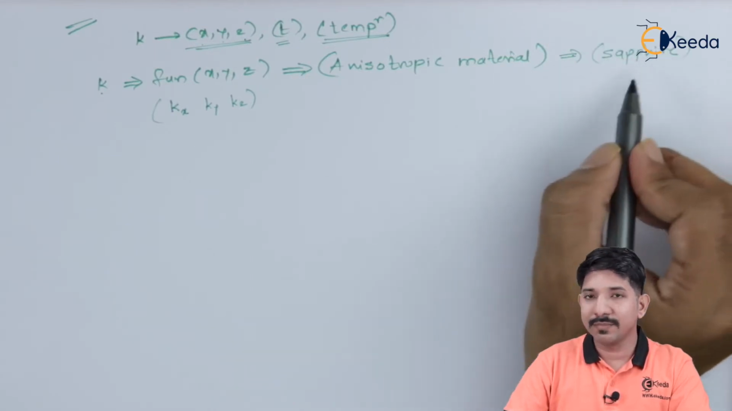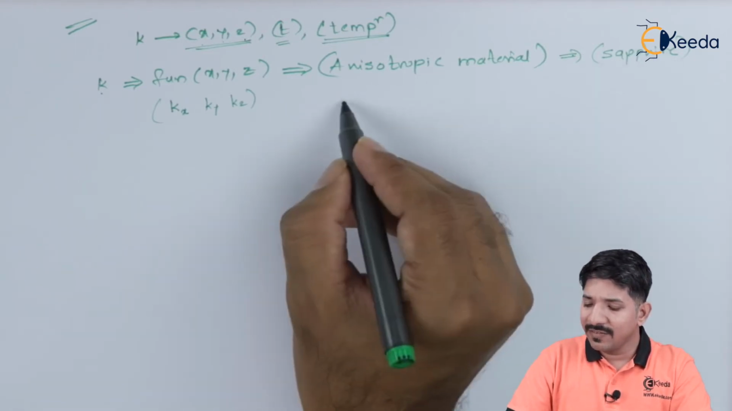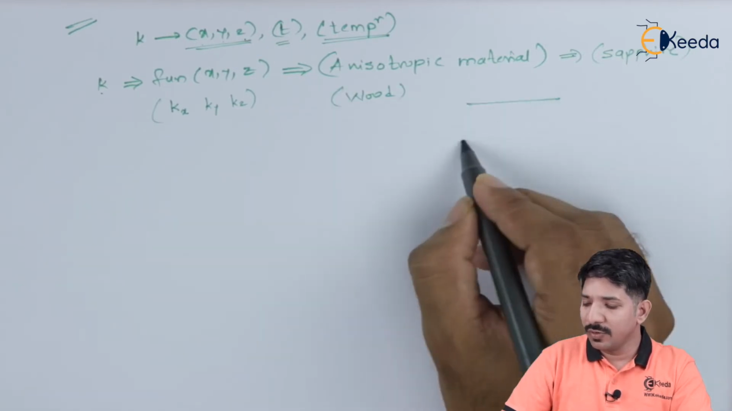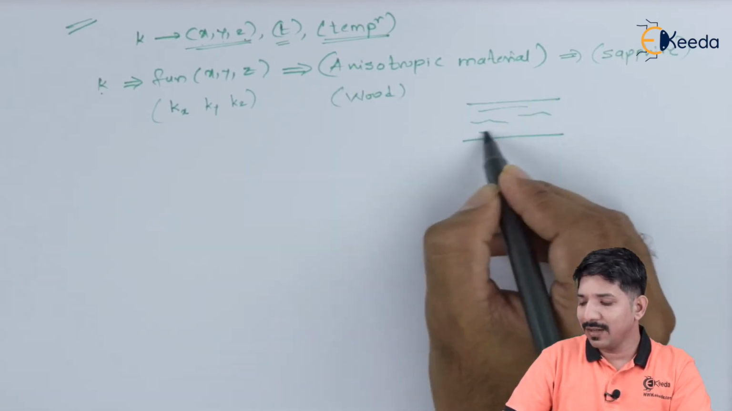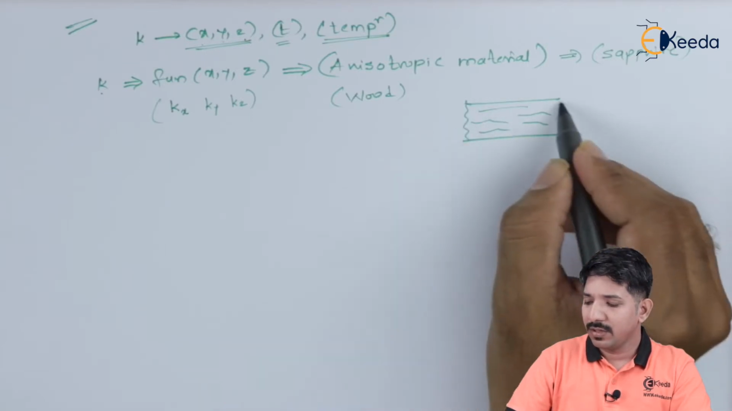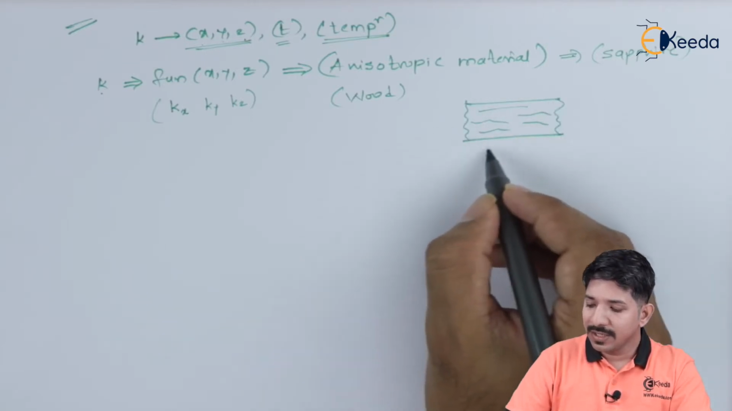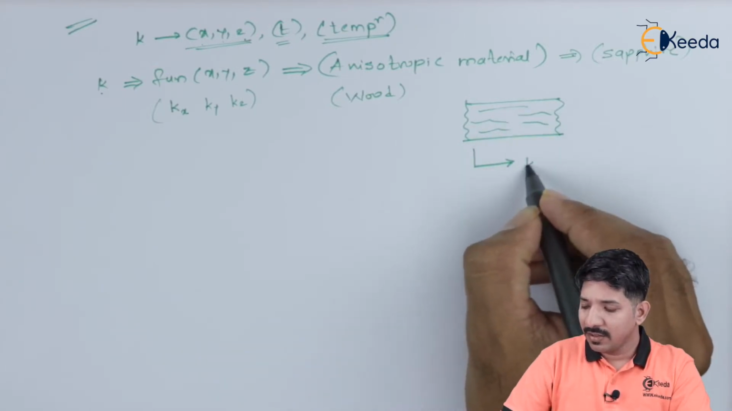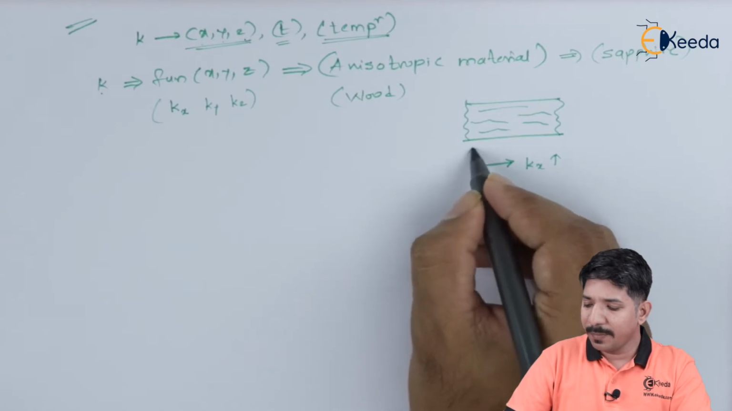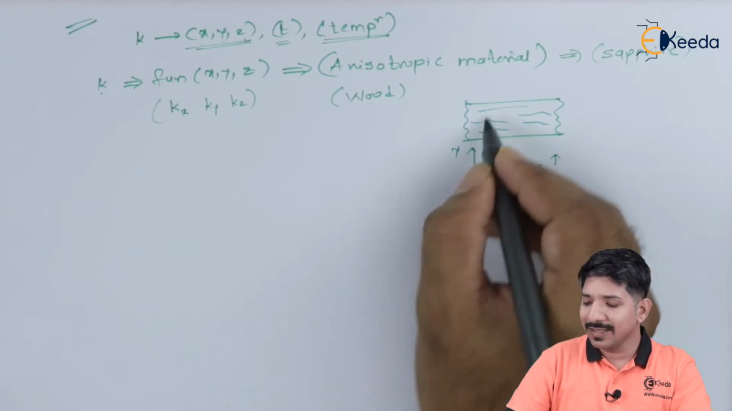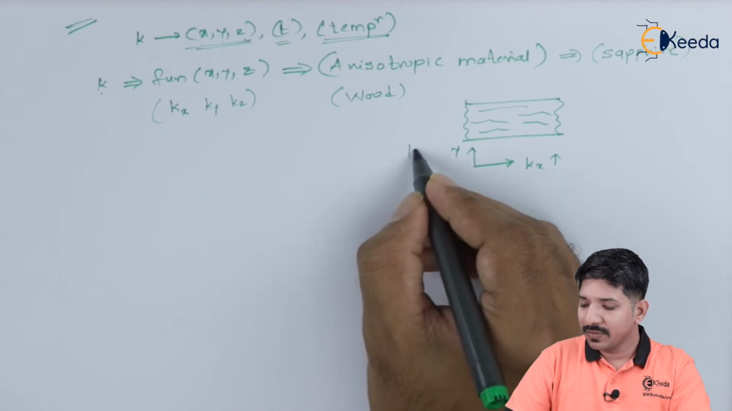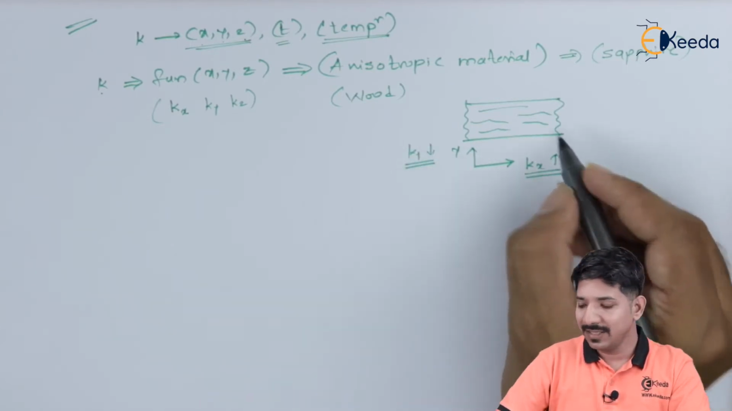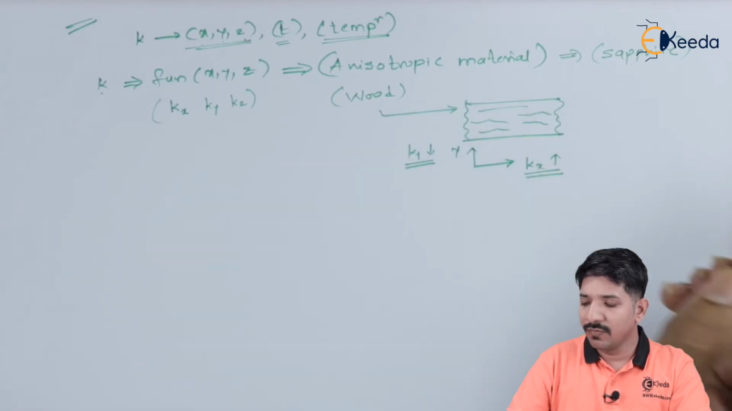This is one of the good examples, but apart from that we can even take an example of wood. See, in case of wood, these are the grains. The heat transfer in the direction parallel to the grain is very high as compared to the heat transfer in the direction perpendicular to the grain. So in this case, ky is lower as compared to kx. Now this is the case of wood.